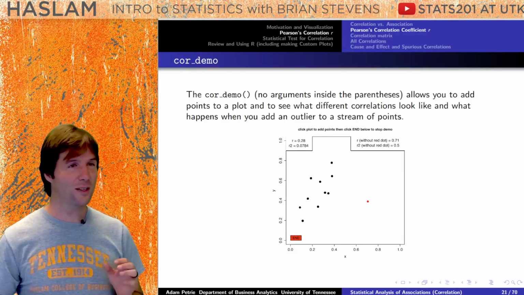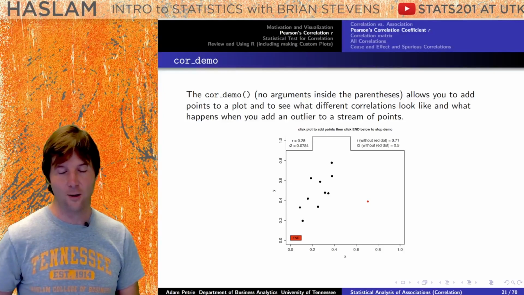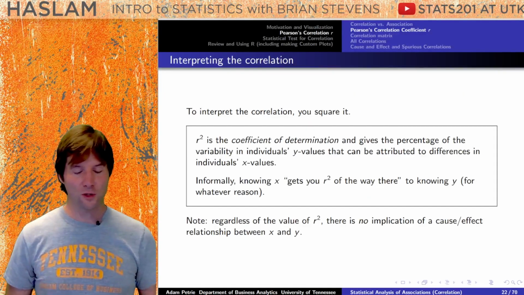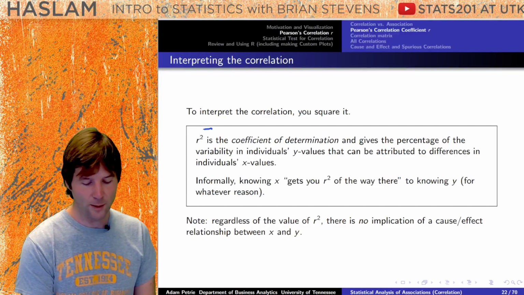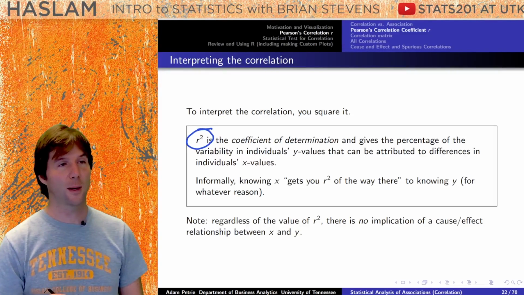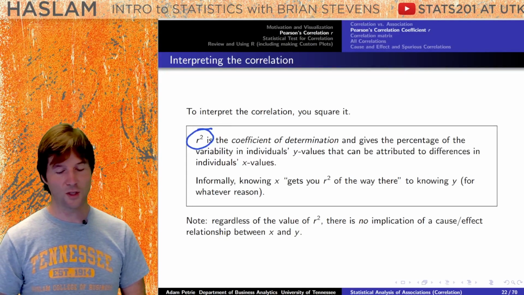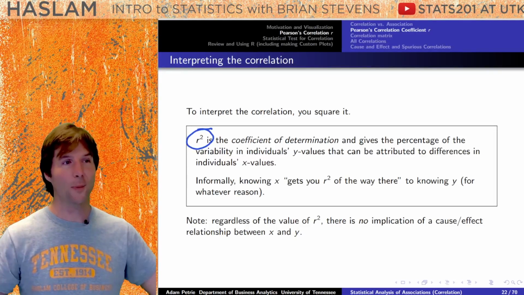You can put in some dots, see what kind of correlation you're getting, and see how outliers would impact that correlation. The R-squared is also given to us, and we're going to talk a bit more about this because this is a very important topic for practical significance.